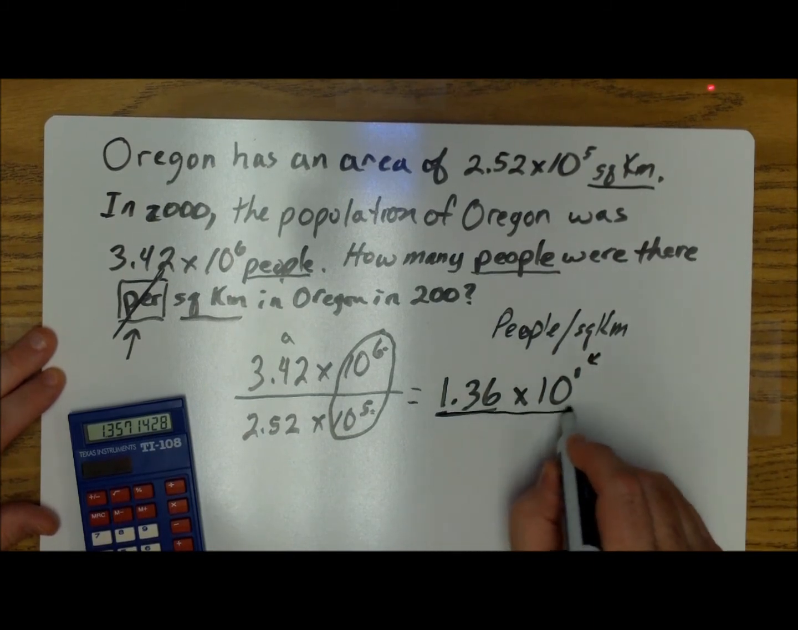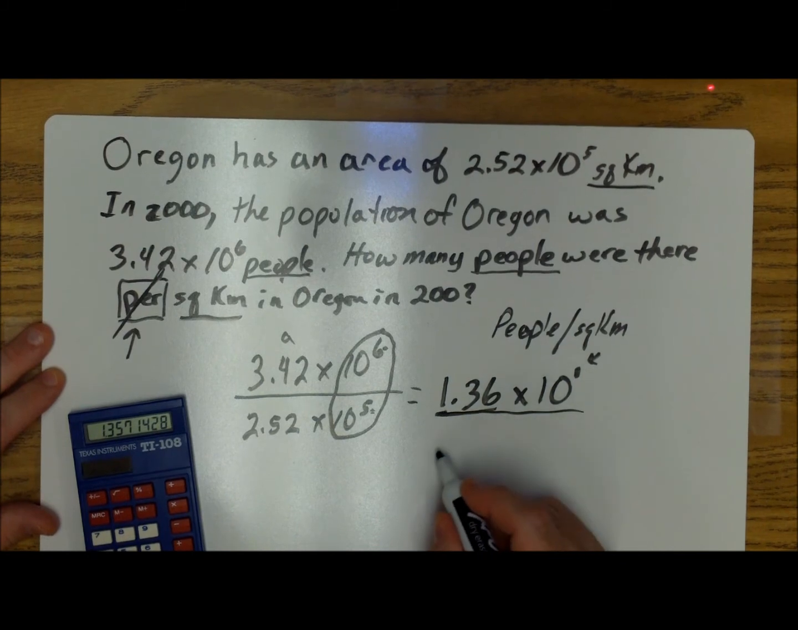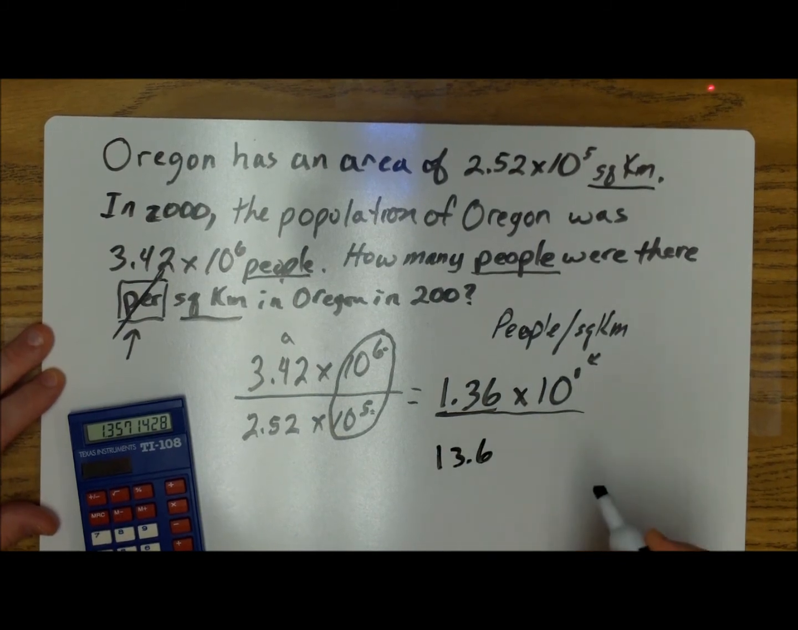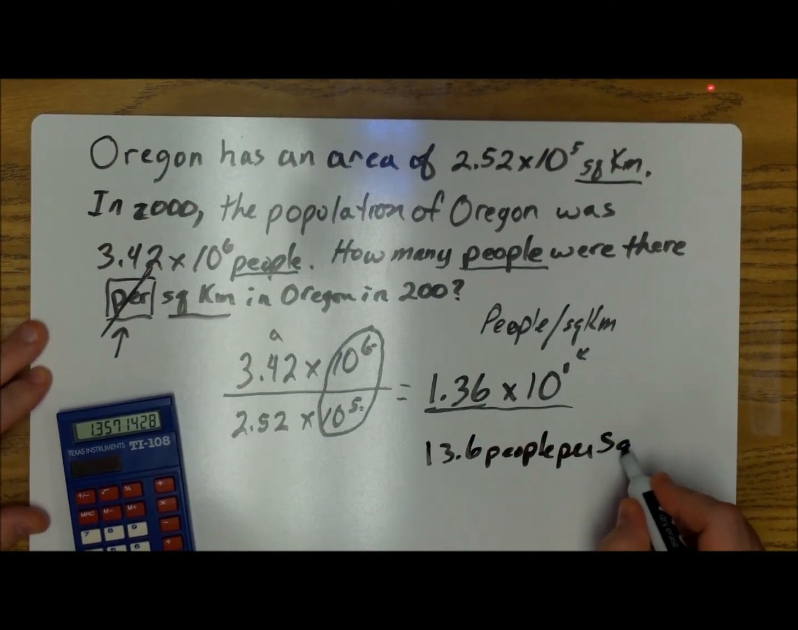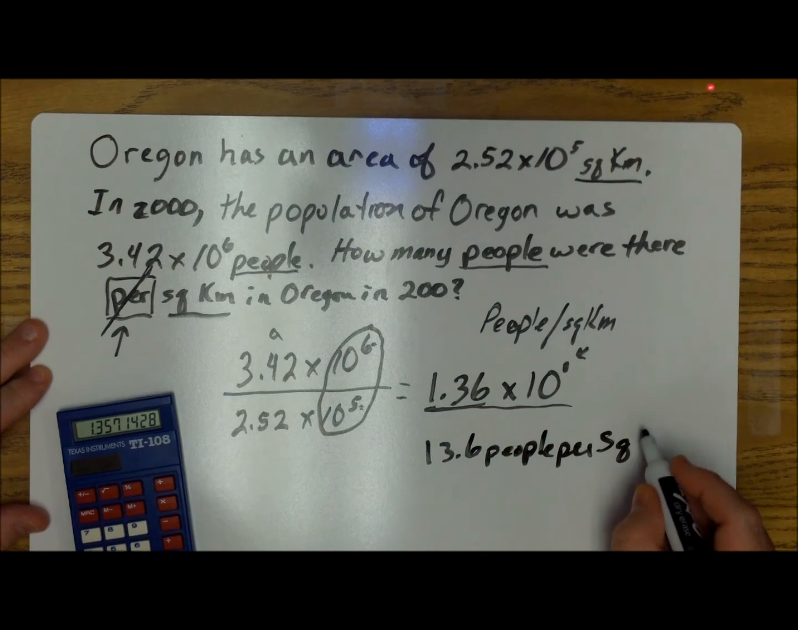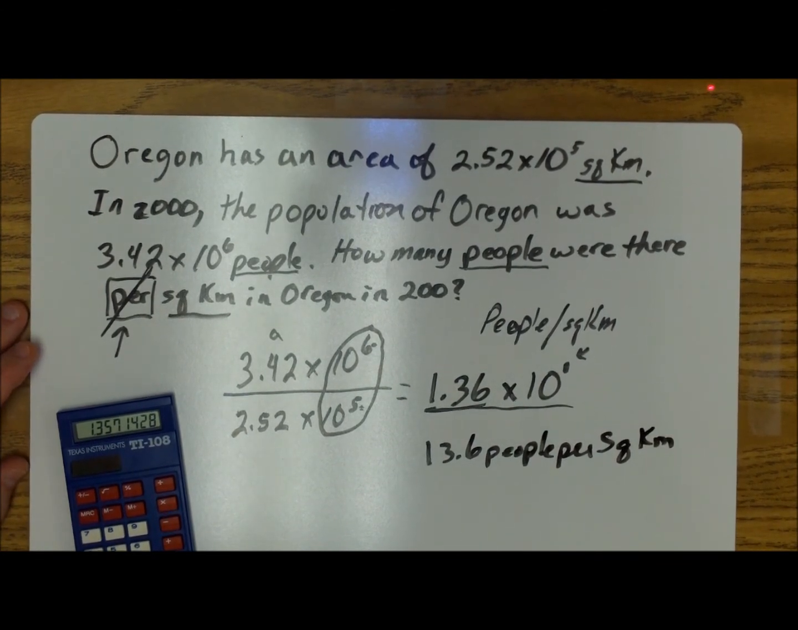They did want us to leave the answer in scientific notation, but if we wanted to make sense of that, that would be times 10, 13.6 people per square kilometer. So every square kilometer, Oregon would have just under 14 people living in it.